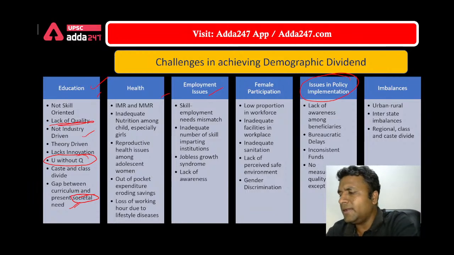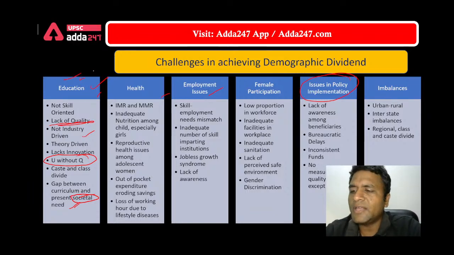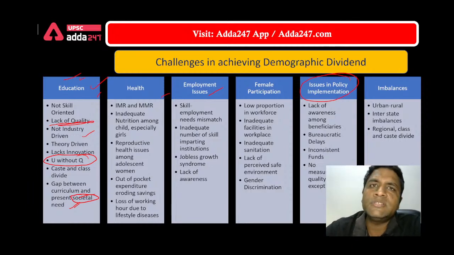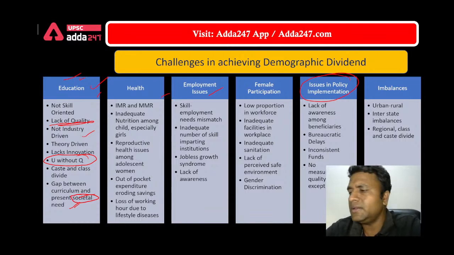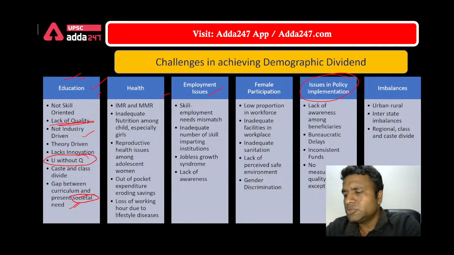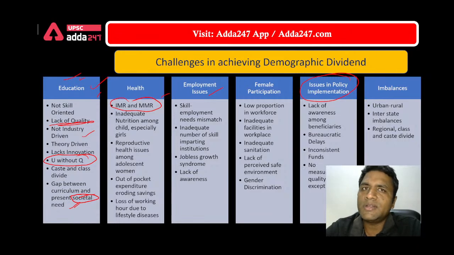Moving ahead, we have talked about education, and for achieving a better demographic dividend, what we also have to ensure is better health facilities for everyone, be it men, women, a boy, or a girl. The IMR, infant mortality rate, and maternal mortality rate were causing a lot of challenge. Though things have started to improve, the mortality rate is still on the higher side. That needs to be taken care of if we have to ensure that we don't move towards demographic disaster, and that we move positively and reap the benefits of the demographic dividend.